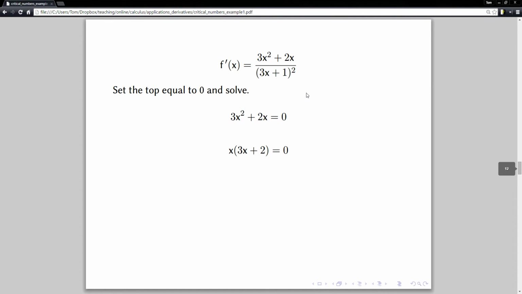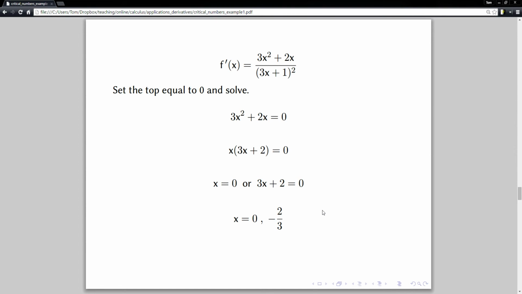Then I can factor that. Both of these terms on the left side have an x in common, so I can remove the x. Now the left side is factored, so either x has to be 0 or 3x plus 2 has to be 0. I solve each of those little equations and get 0 and negative 2/3.